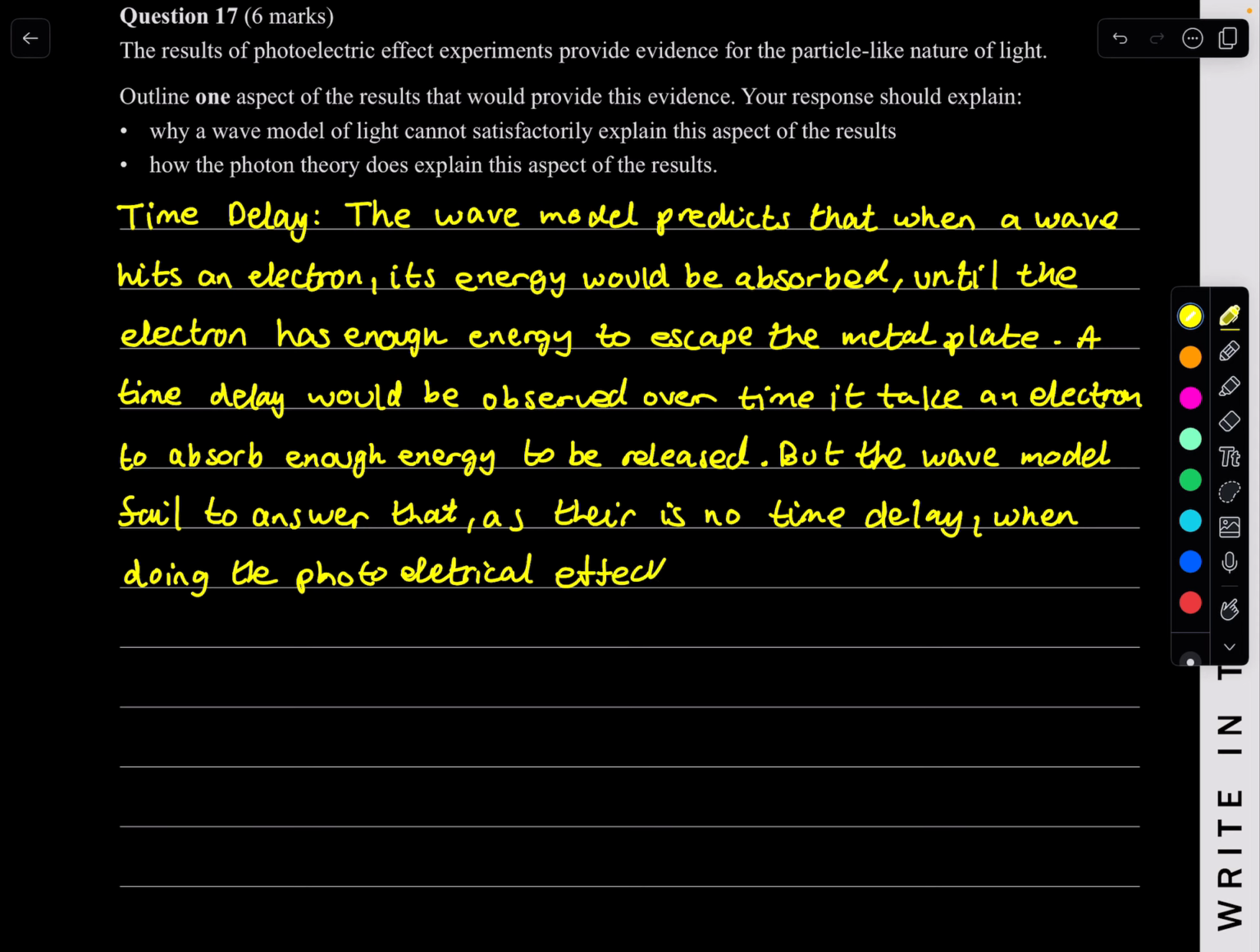Beautiful. So we've stated that, and that's answering this part here. That should give you 3 marks. It's very detailed. Now the second part is how the photon theory explains this aspect, and that's what we're going to write about.